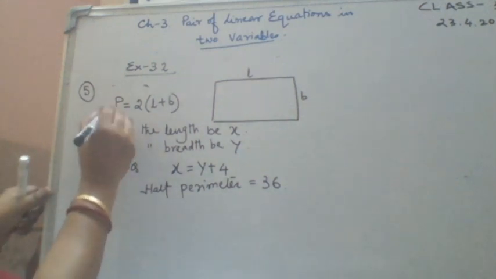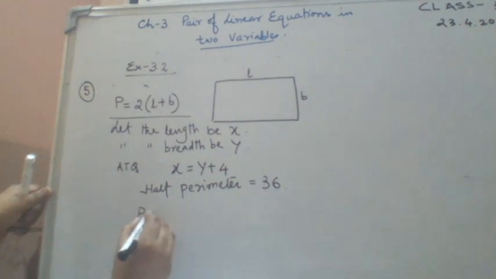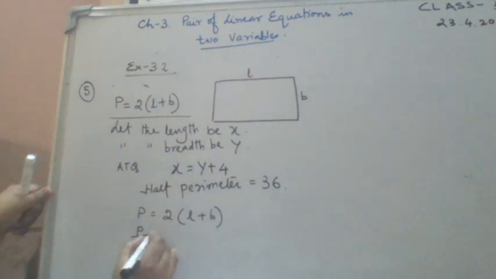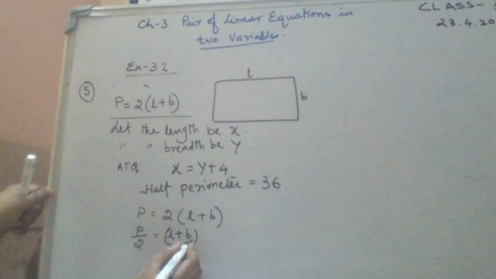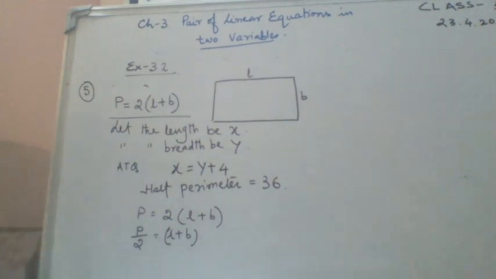So we have written this formula of perimeter. Perimeter is equal to 2 into L plus B. If we take half of perimeter, P by 2, then this will be L plus B. This 2 comes over here, or you can say you divide both sides by 2. So left hand side is P by 2 and right hand side is your L plus B. 2 gets cancelled. So now what is half perimeter? Half perimeter is your 36. 36 is equal to L plus B. So this is one equation you have obtained.